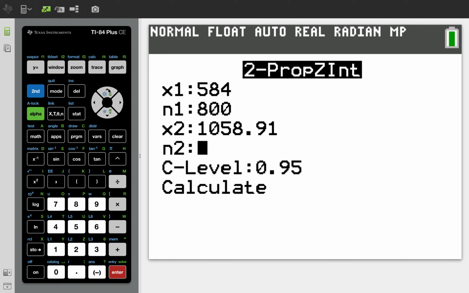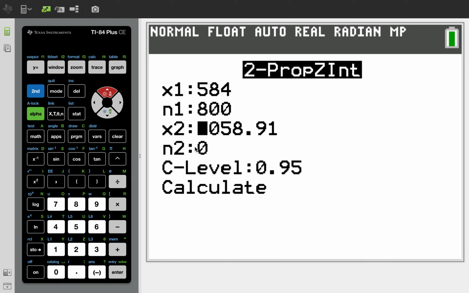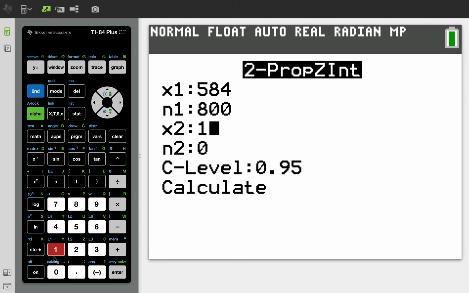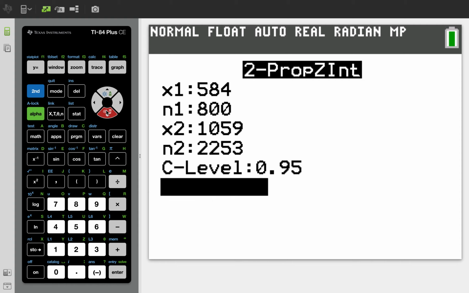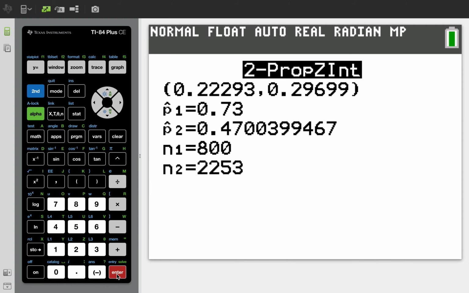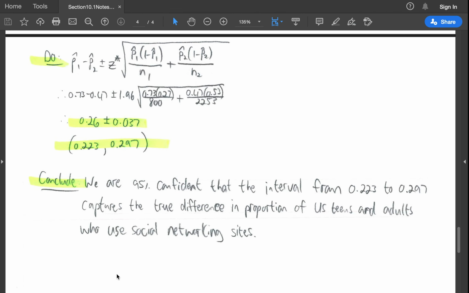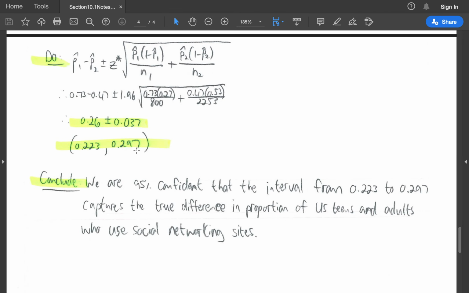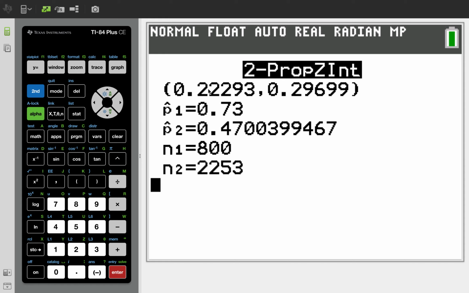Now we rounded it up. I guess you could leave it like this, or you could round it up. I'm going to round it up just because we did when we did our conditions checking, but you could probably leave it like that and get away with it. So if you do 2253, that's fine, and then go down here and say calculate, and there we have it. The interval we got was 0.223 to 0.297. Same interval, and it gave us the proportions of successes here.